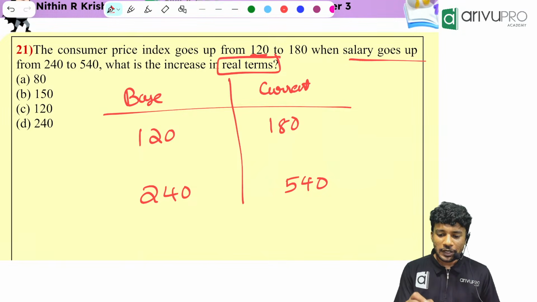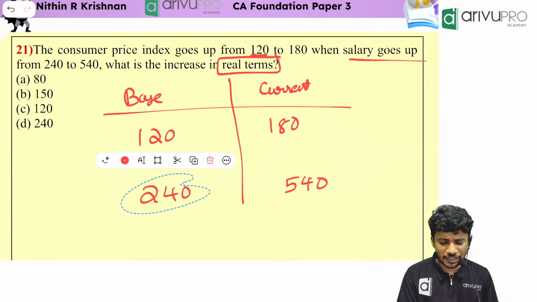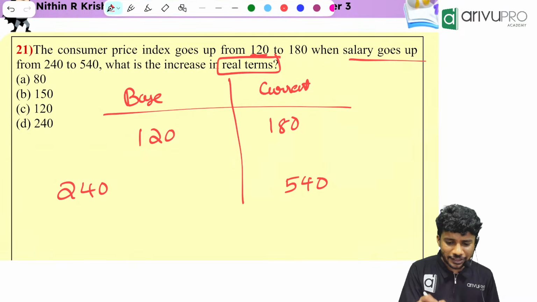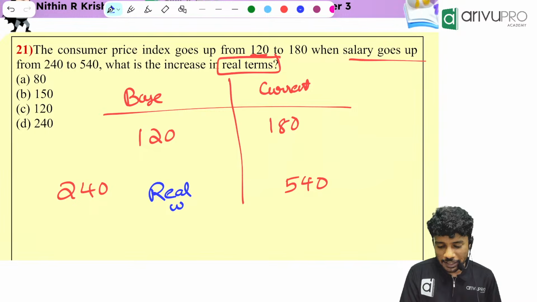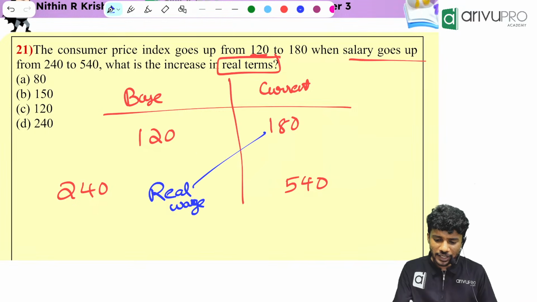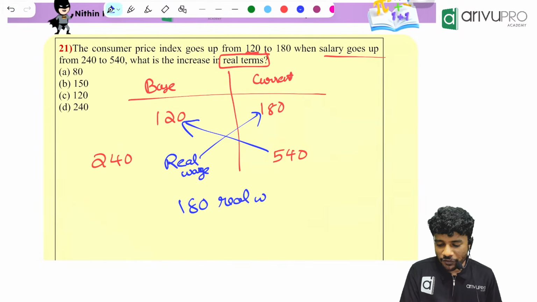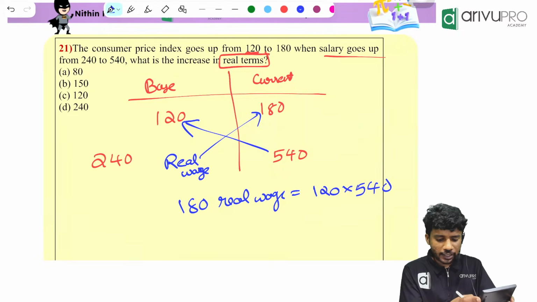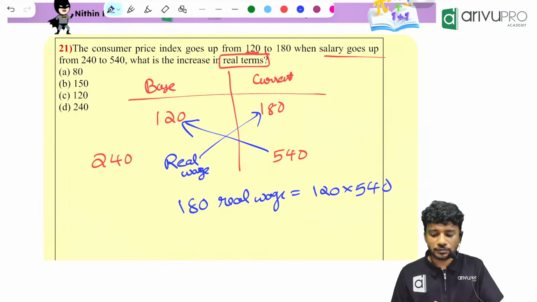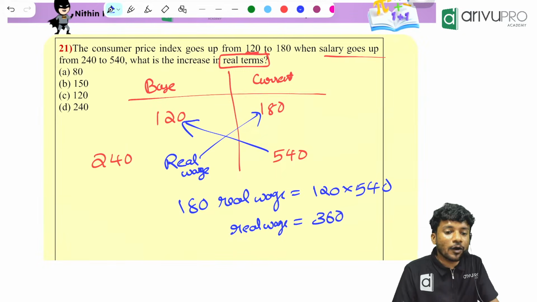Now I told you we will be finding the real salary. How can I find the real salary, people? I will just write it separately. Real wage, not salary, real wage. How can I find real wage? Cross multiply. I will get the answer. 180 into real wage, which is equal to 120 into 540. 120 into 540 divided by 180. How much are you getting, people? Are you getting real wage is equal to 360 on your calculator?